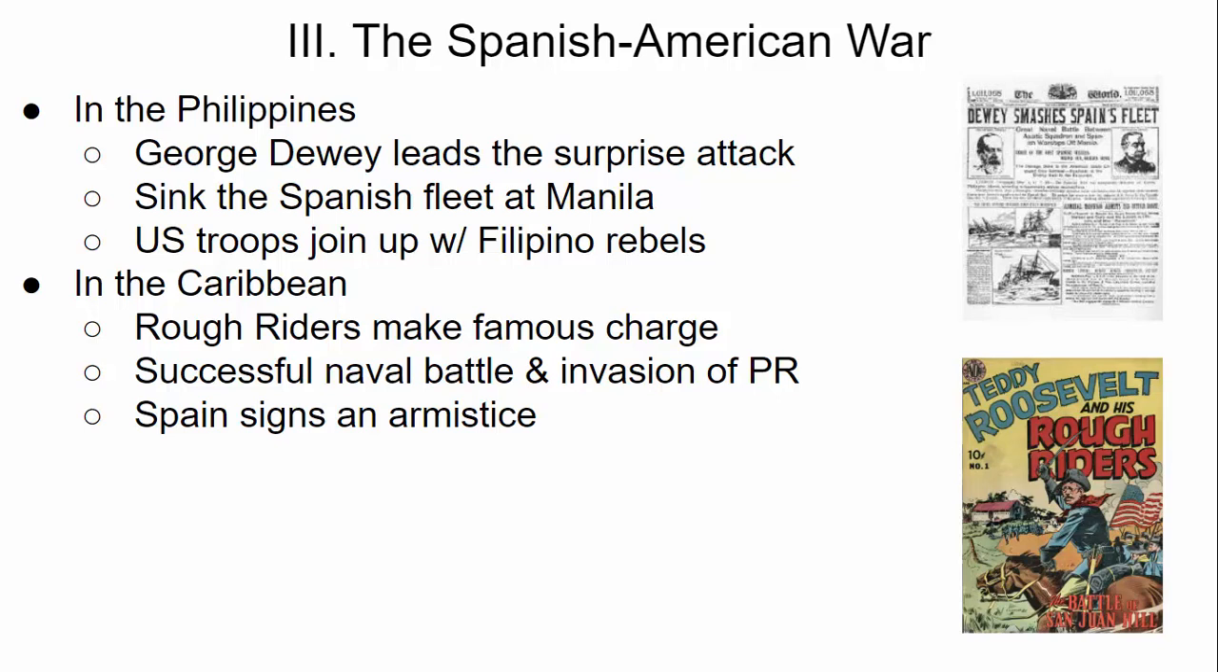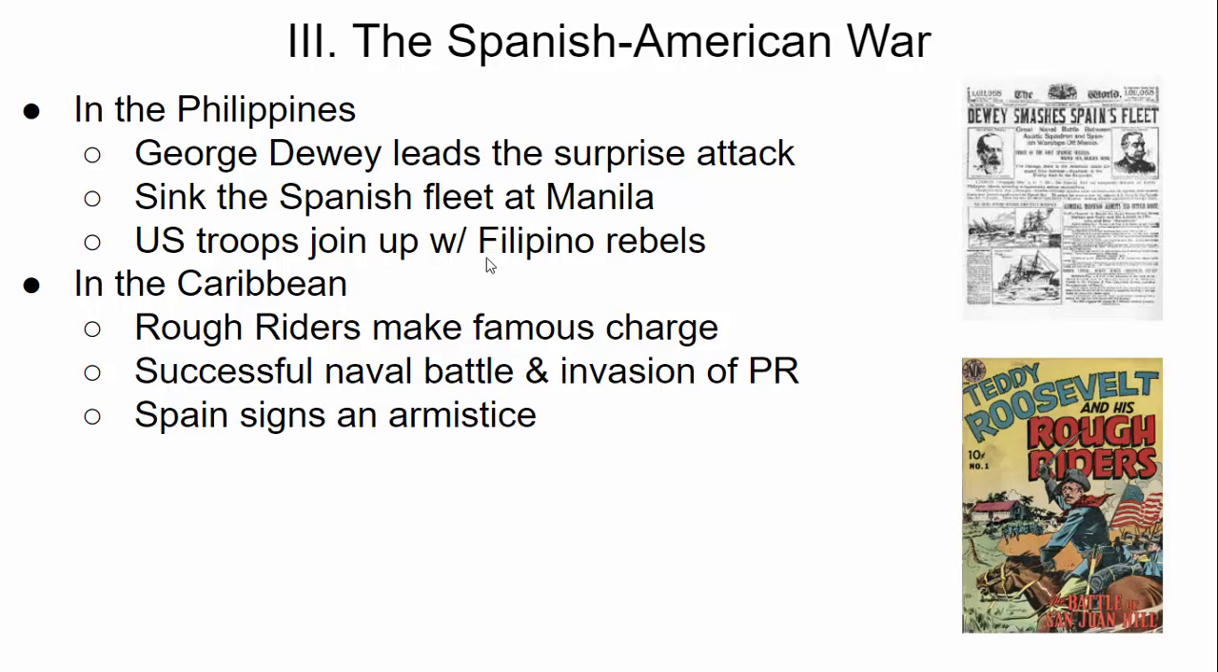Okay, so there was actually already a revolution taking place of the Filipinos against the Spanish, and so we sort of team up with them to fight the Spanish as part of our war. Okay, remember that because it's going to be important later. Also worth noting, I did not misspell Filipino.